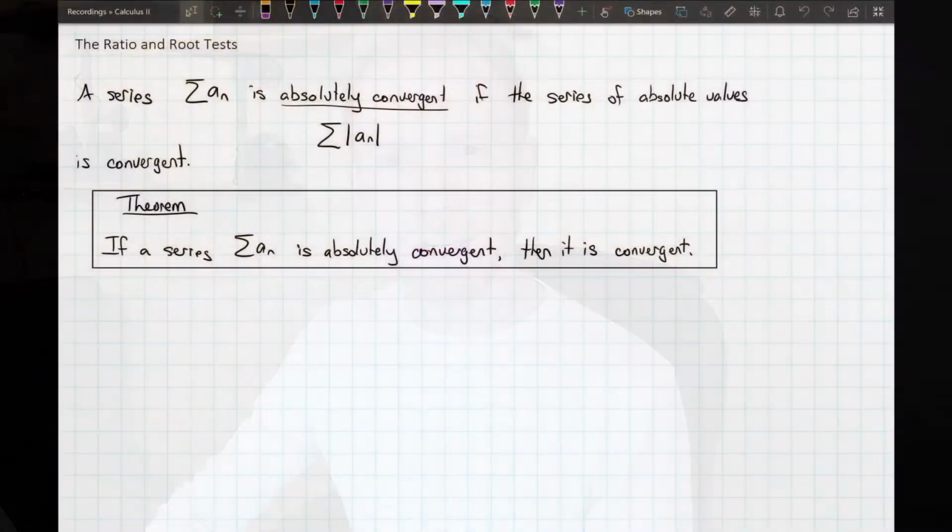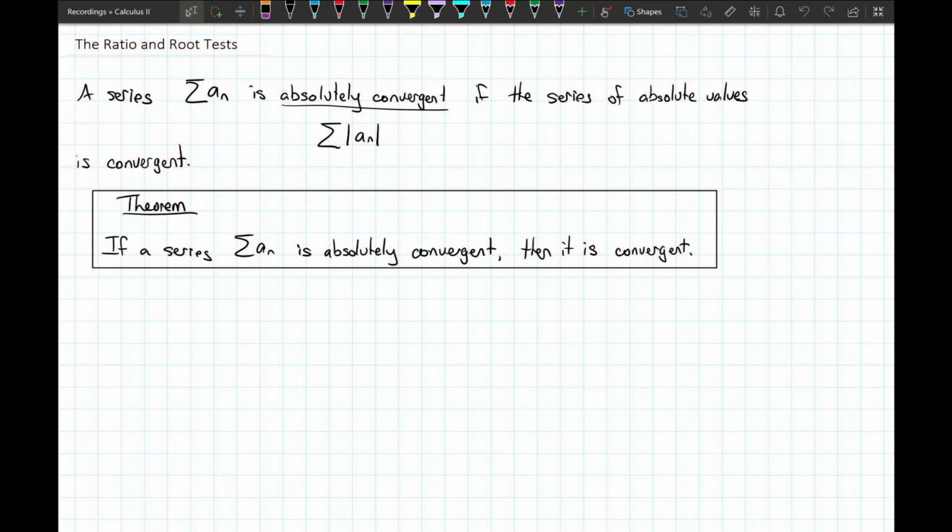So remember in a previous video on alternating series, we took a look at what absolute convergence is. But maybe let's just have a little refresher here. A series is absolutely convergent if the series of absolute values is convergent. So we'll just take each term, a_n, take its absolute value, add all those together. And if that series is convergent, then we say it's absolutely convergent. And we also have a theorem that's very handy for these particular tests that says if a series is absolutely convergent, then it is convergent.